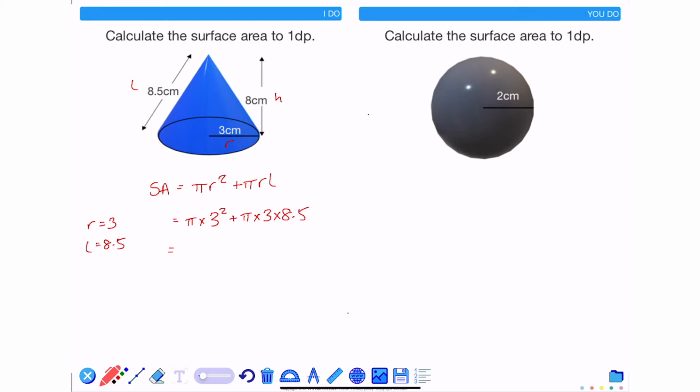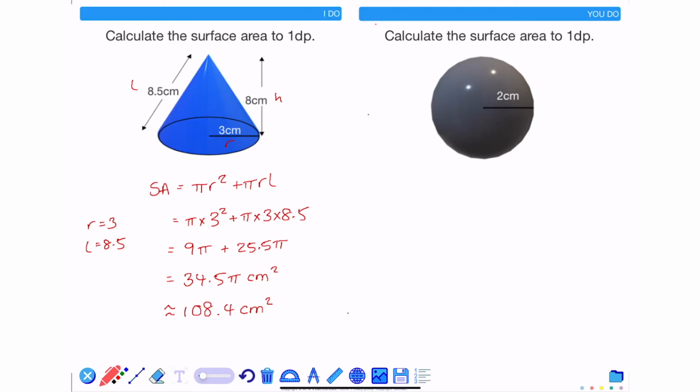3 squared is 9, so I've got 9 pi. 3 times 8.5 is 25.5 pi. And writing my surface area in terms of pi is 34.5 pi centimeters squared. Grabbing a calculator and typing in 34.5 times pi and rounding to one decimal place is 108.4 centimeters squared. This is the surface area of the cone.